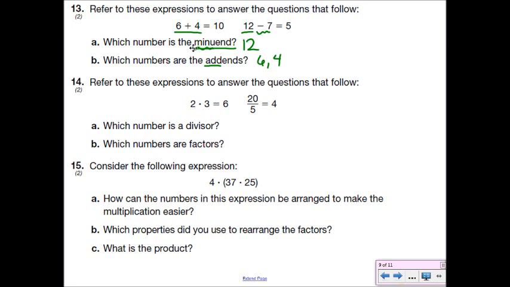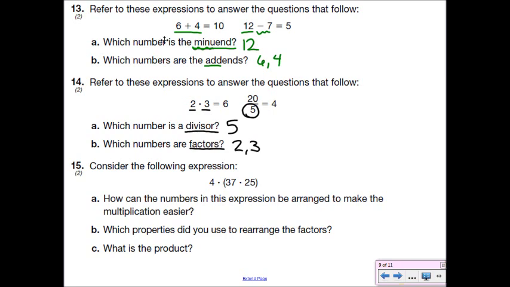Refer to these expressions to answer the questions that follow. 2 times 6 equals 3. 20 over 5, or 20 divided by 5, equals 4. Which number is a divisor? You can kind of see the word division in there. A divisor is what something is being divided by. So 20 is being divided by 5. 5 is a divisor. Which numbers are factors? Factors are two numbers that are multiplied together to get another number, or multiple numbers. So 2 and 3 are factors.